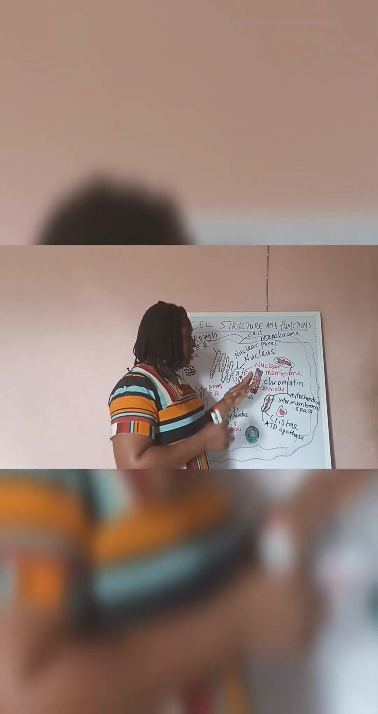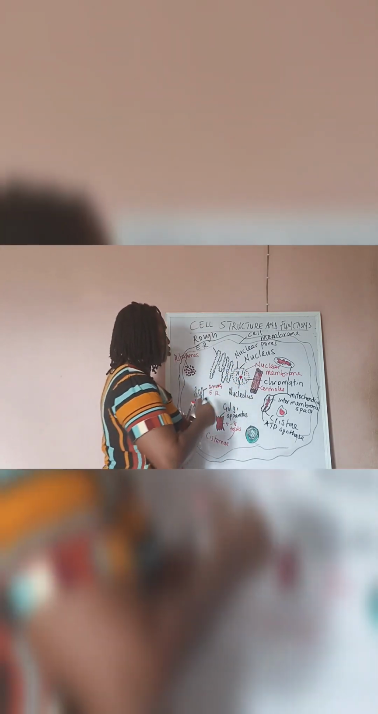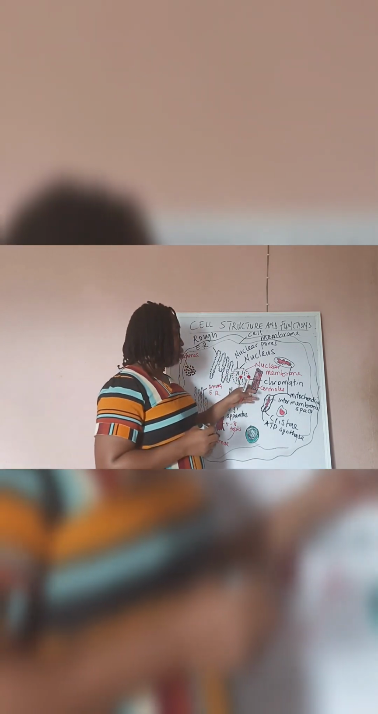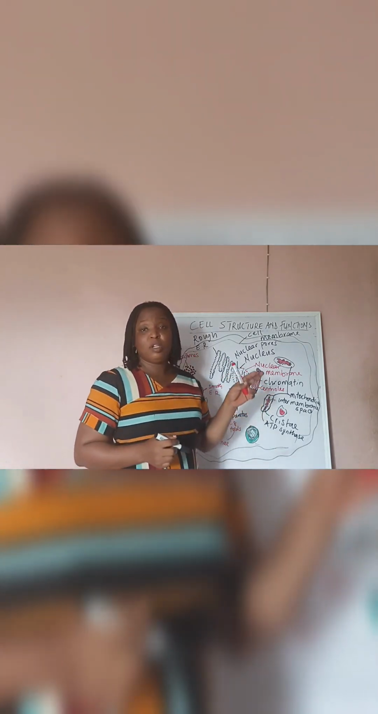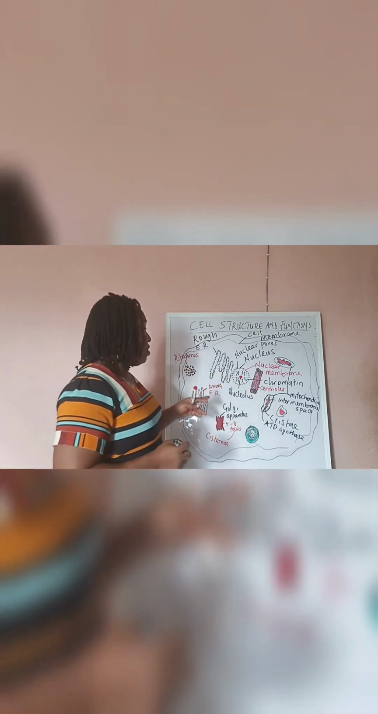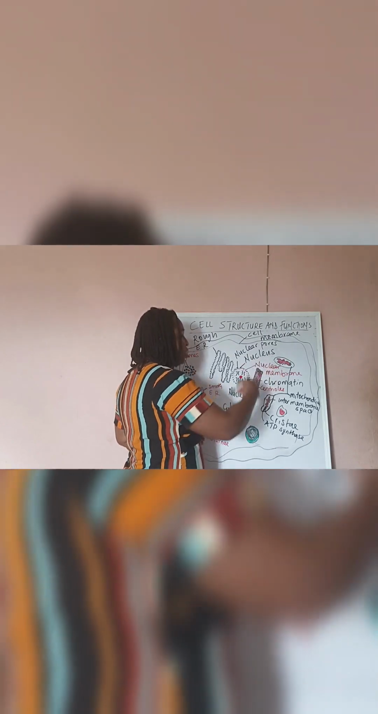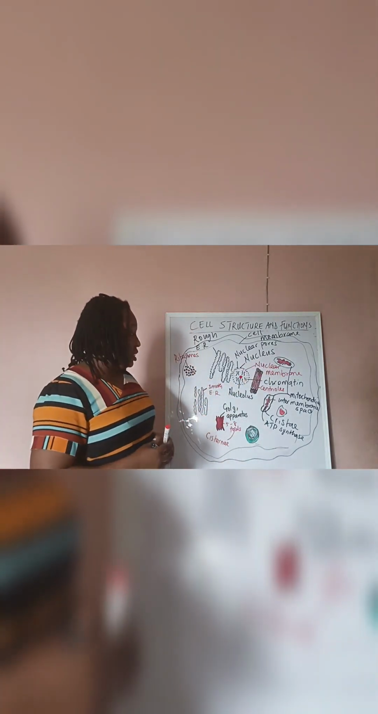So these centrioles, you can see that they are very close to the nuclear envelope. They are located close to the nuclear envelope, and they are located within the centrosome. So what encloses the centriole is what is known as the centrosome.